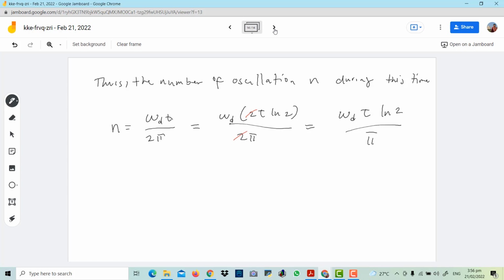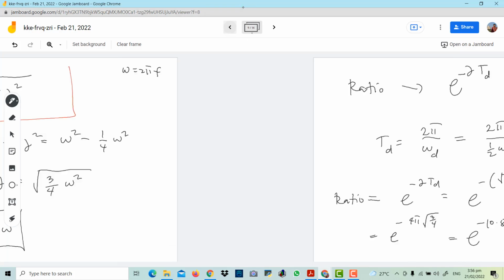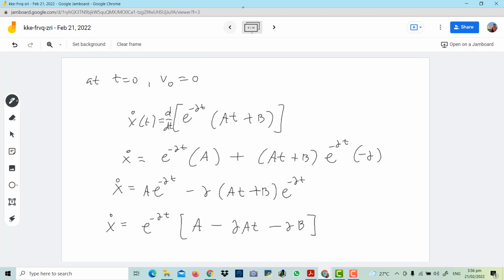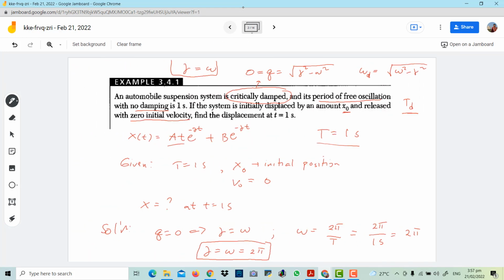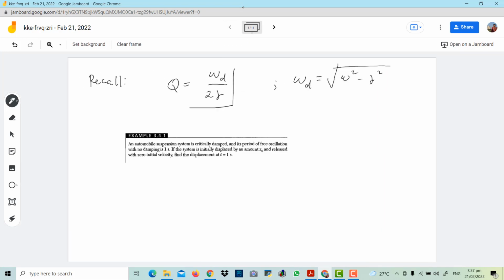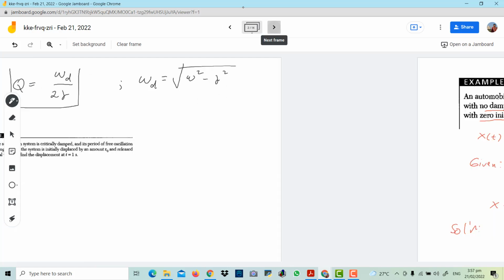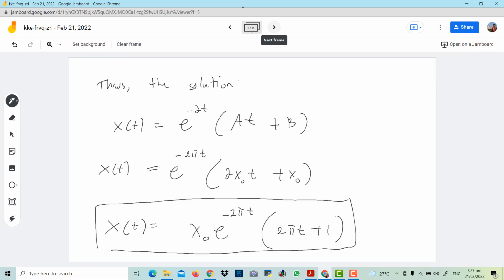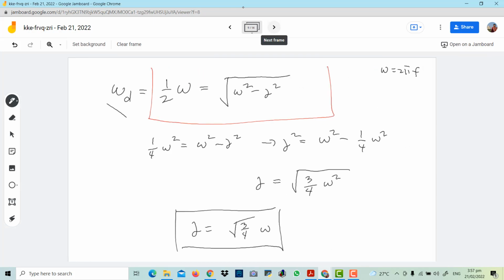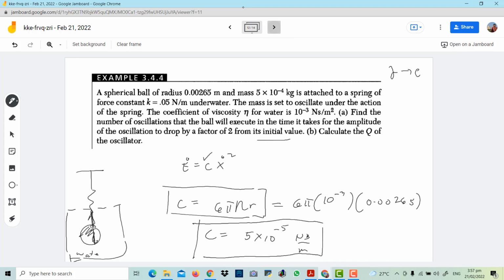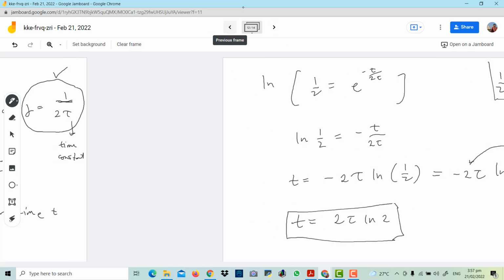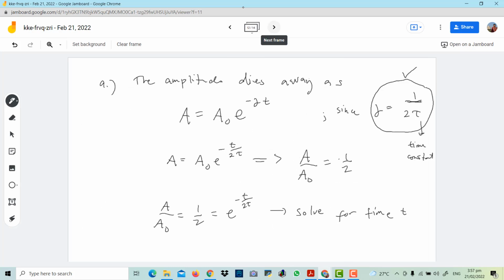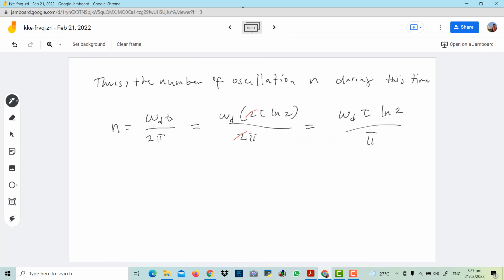Take note. Omega d over 2 gamma is our Q. Okay? Omega d over 2 gamma is our Q. Take note.